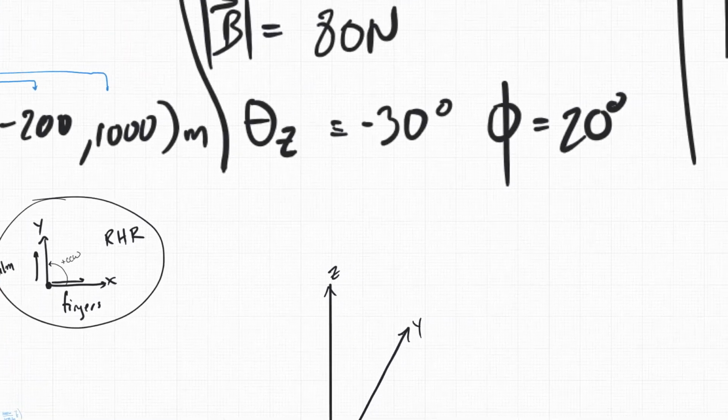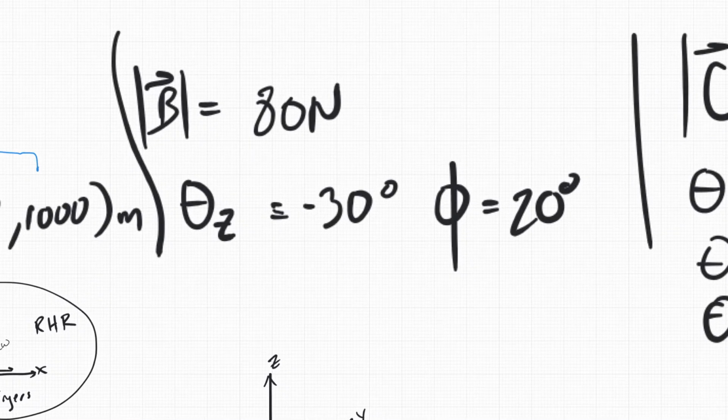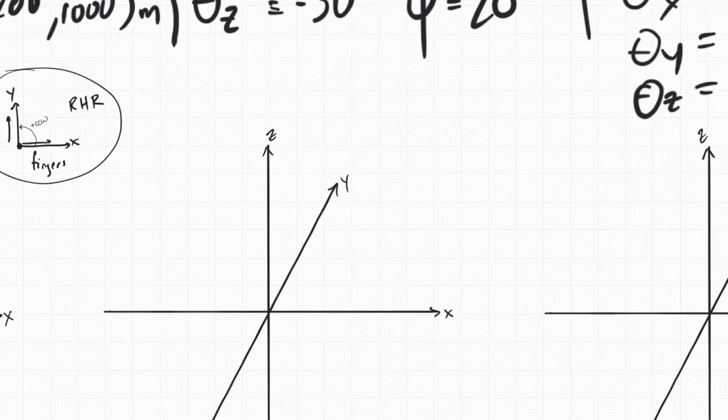Okay, so let's go over to this one. This is probably the hardest one to me. B equals 80 newtons. Okay, that's easy. And then theta z, and then phi equals 20. Okay, so let's see what this means. And actually, now that I'm thinking about this, I think I did this wrong for some of you guys who called and asked me.